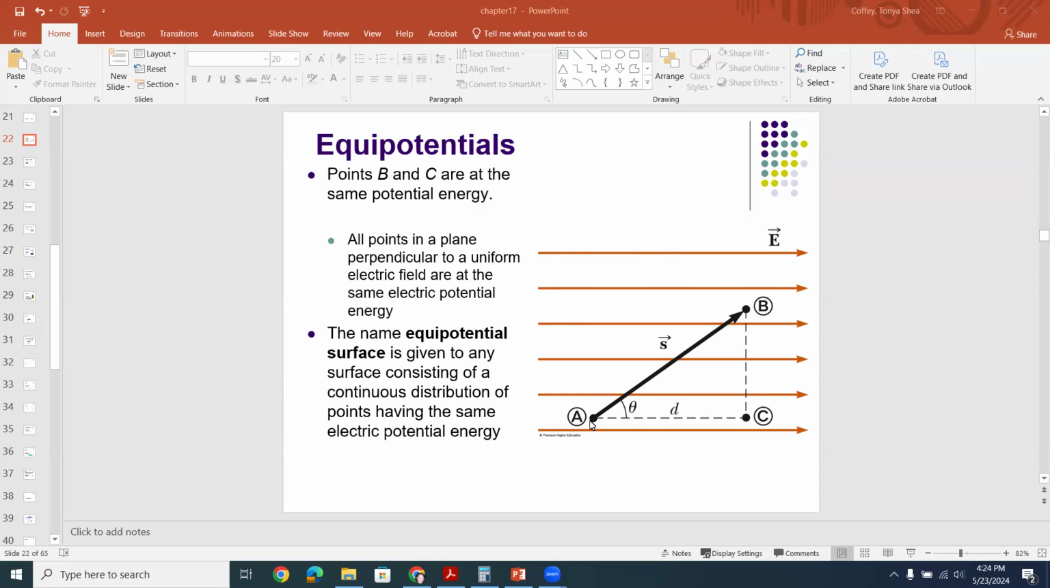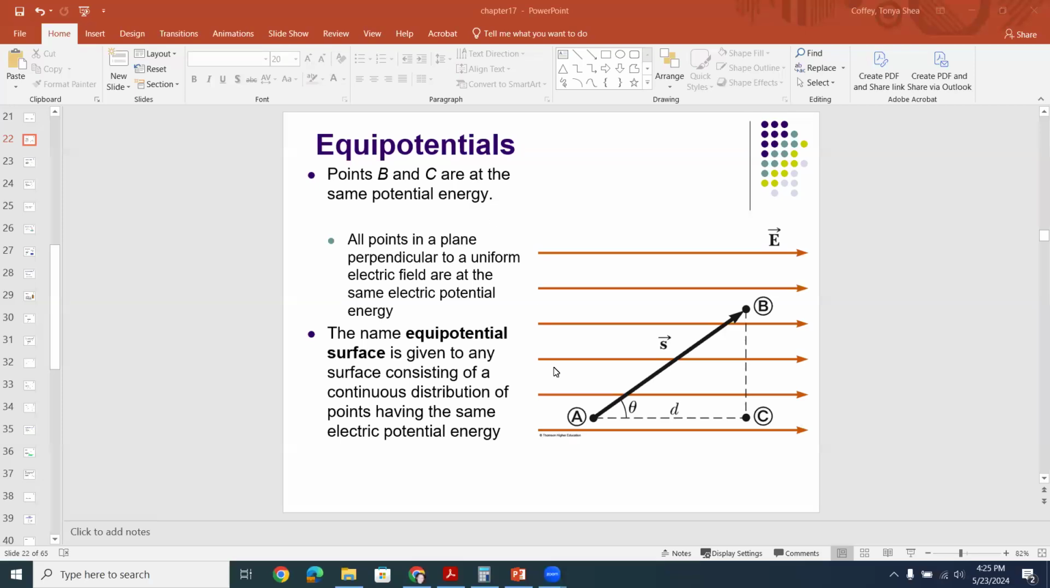And then we see a particle indicated by this little black dot that moves through some displacement or motion, and the vector displacement is called S. So when it moves through this path, it could go straight from A to B, or it could take some other random path, such as moving from A to C and then from C to B. Either way, it ends up at the same value of the electric field, because the electric field, since it's uniform, is going to be shown here, okay? Now, points B and C are at the same potential energy.